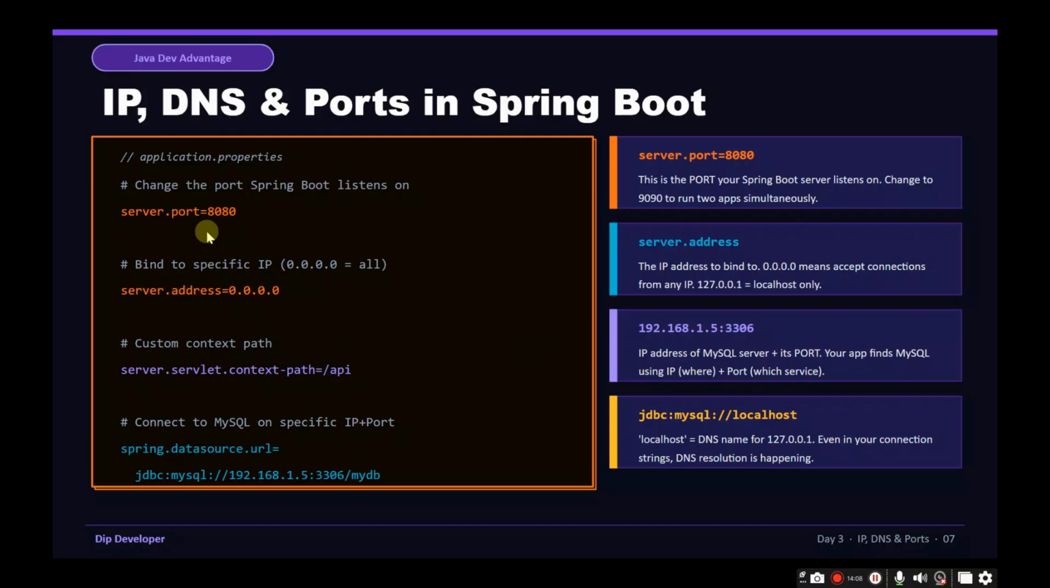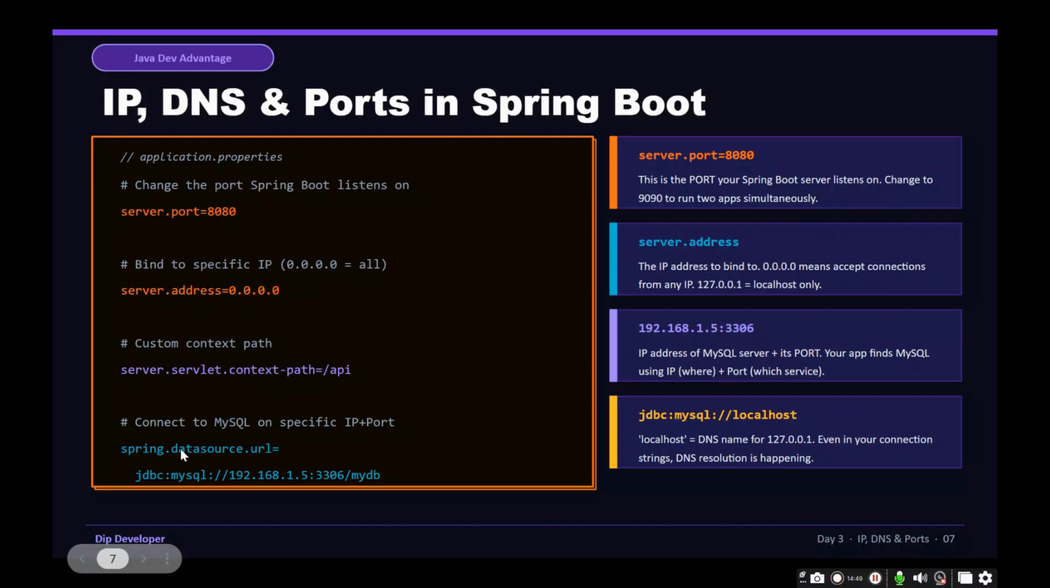So server.port equal to 8080. This is the port your Spring Boot server listens on. You can change it to 1990. If you want to run two Spring Boot applications simultaneously, each needs to have a different port, because you have the same server, which is your local machine. Then you have server.address equal to 0.0.0.0. This is the IP address to bind to. 0.0.0.0 means accept connections from any IP address. If you set it to 127.0.0.1, only requests from the localhost can reach your application. We usually do this during our development phase.